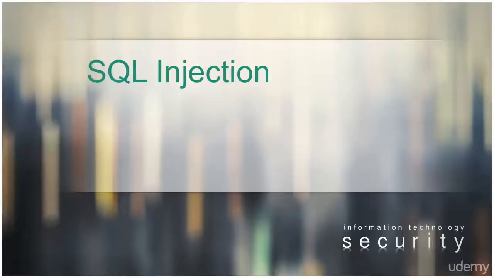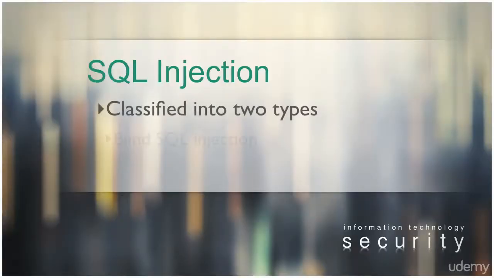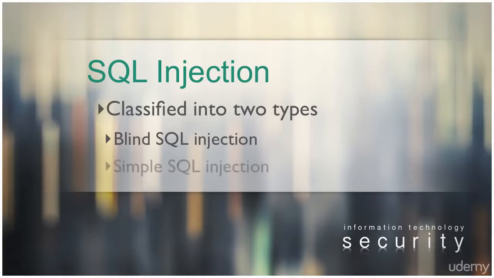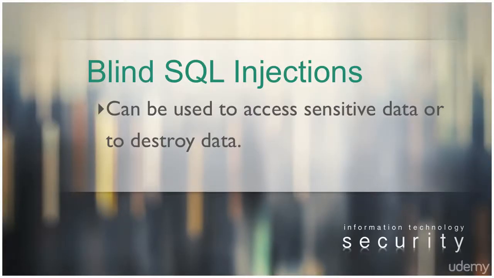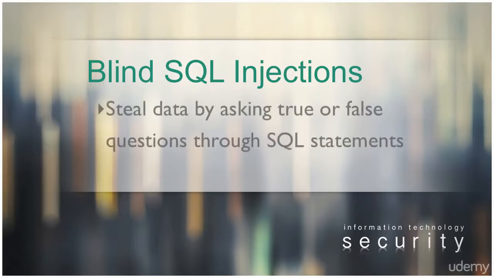SQL injection can be classified into two types. One is blind SQL injection and the other simple SQL injection. Wherever there is a web application vulnerability, blind SQL injection can be used either to access the sensitive data or to destroy the data. The attacker can steal the data by asking a series of true or false questions through SQL statements. And a simple SQL injection script builds a SQL query by concatenating hard-coded strings together with a string entered by the user.